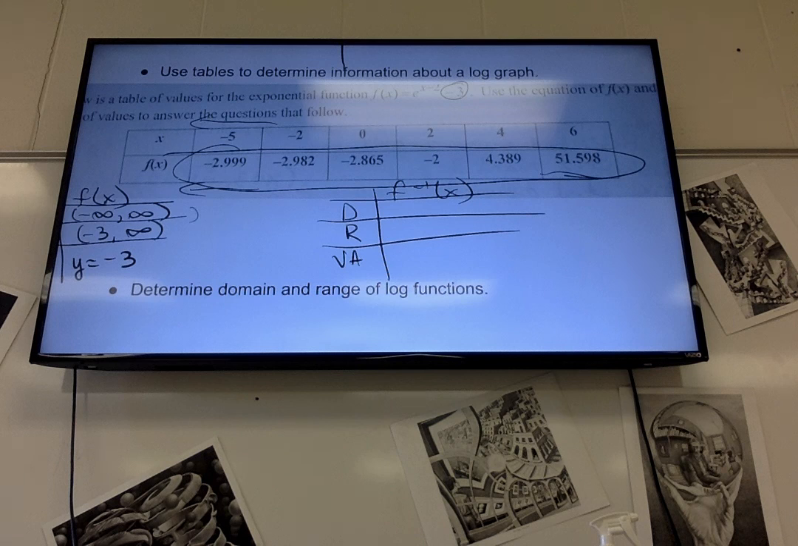Okay, so what do you do with the domain and the range for the inverse? Yeah, you just flip-flop them. So if the range was negative 3 to infinity, then the domain is negative 3 to infinity. The domain was negative infinity to infinity, then the range is negative infinity to infinity. It's just those two flip-flops. And then what's the vertical asymptote? Yeah, it's just the same thing that's over here, only it's x.